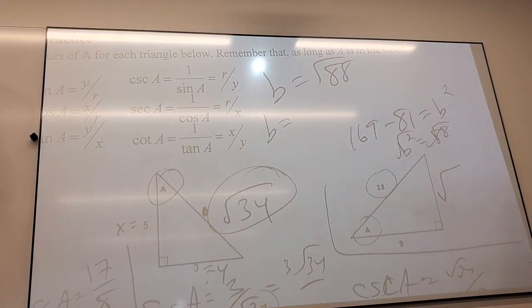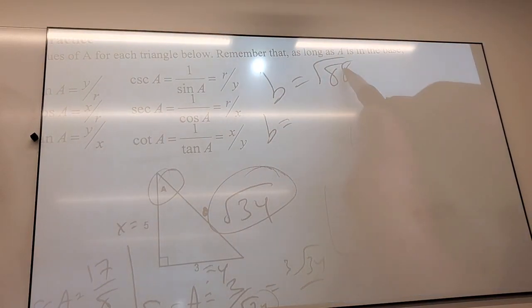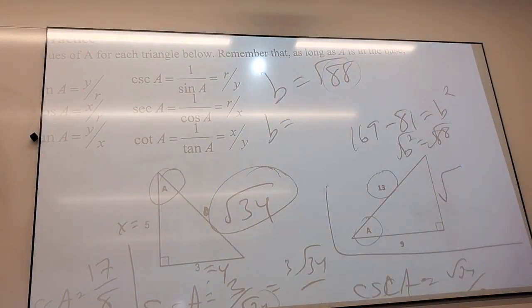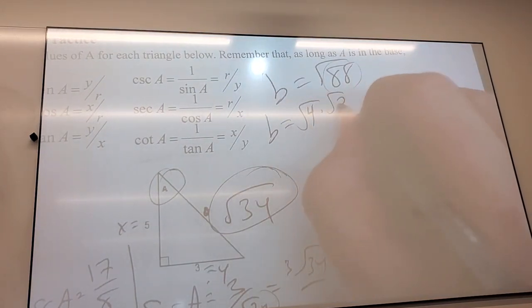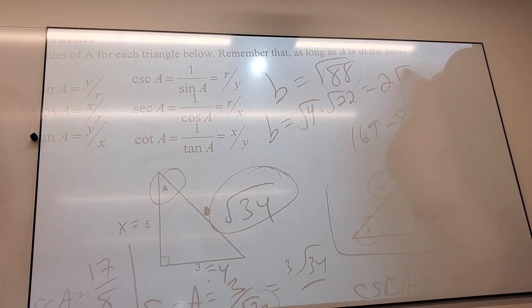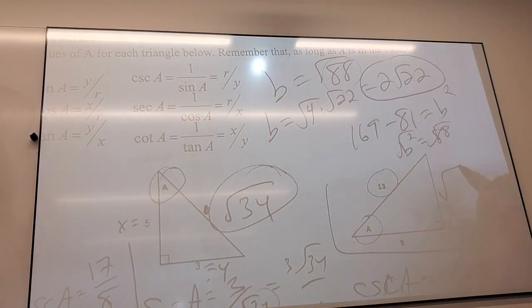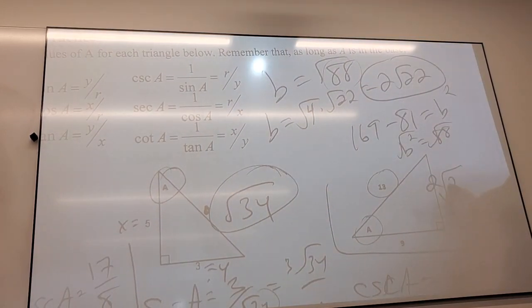Or you can find whatever number. Yeah, what's a square number that goes into 88? Because I can do the square root of a square. So it'll be square root of 4 times square root of 22. 2 rad 22. I like it. So this is 2 rad 22.